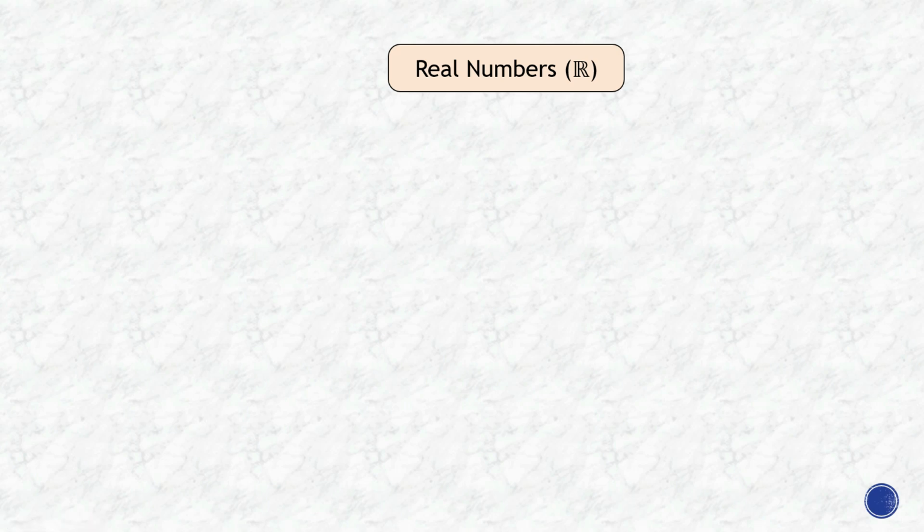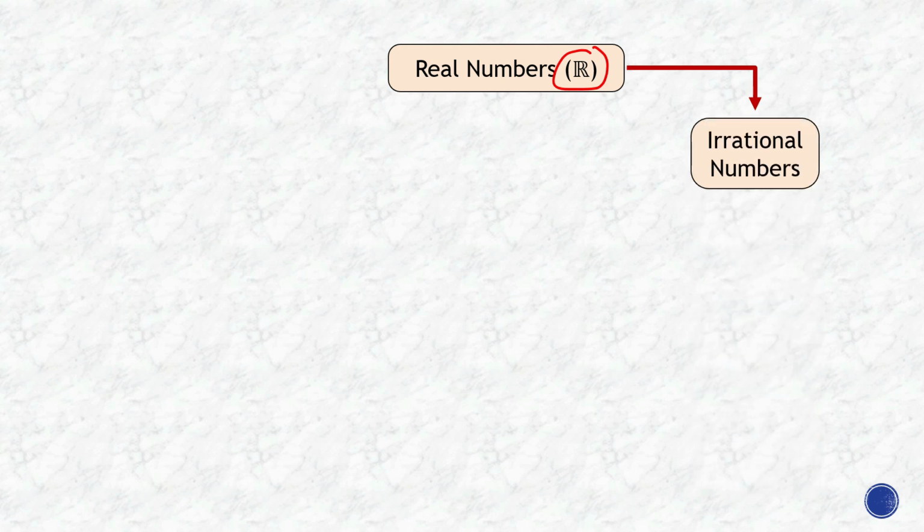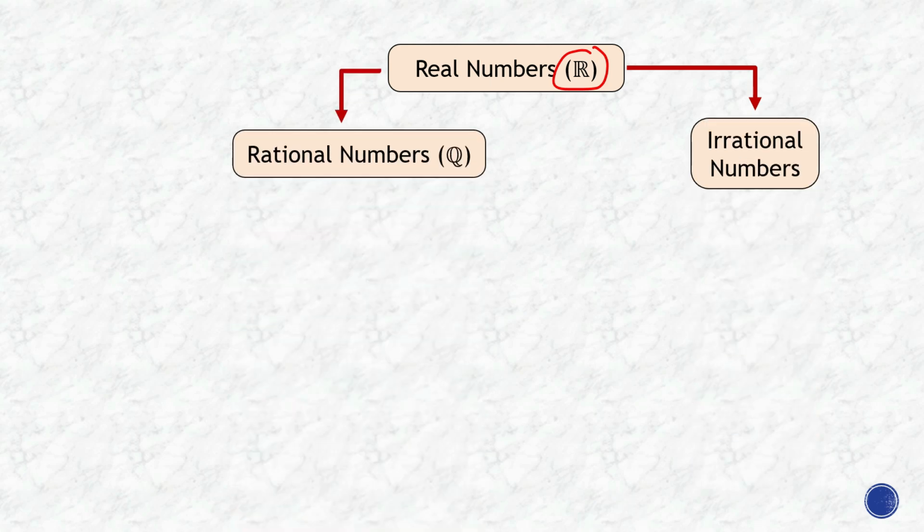Alright, so for this video, I am going to show you the different types of numbers. Specifically, I will discuss the real number system. By the way, if you see this kind of R, that's the symbol for the real numbers, okay? So real numbers are divided into two categories or classifications. We have the irrational numbers and we also have the rational numbers.